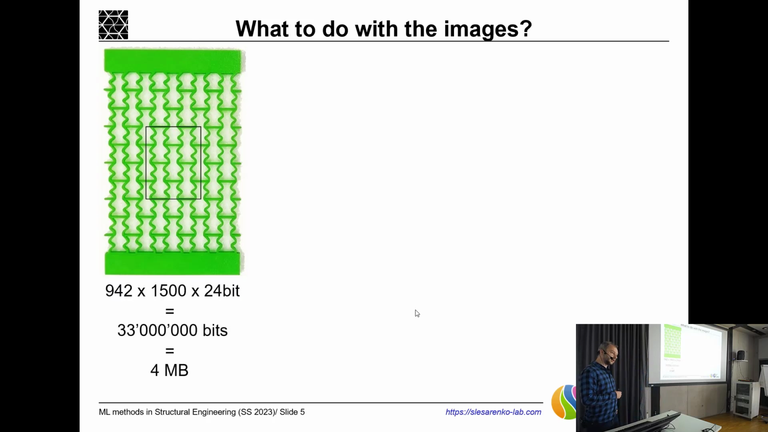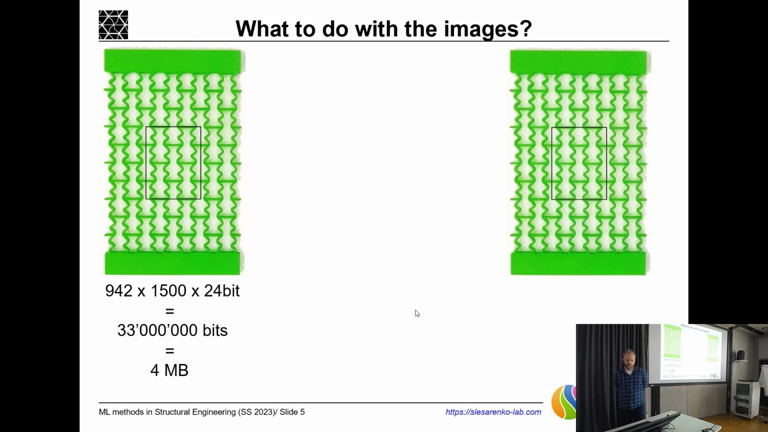What to do with the images in general? So here, see the image from our paper, basically the photo of the specimen. And I looked at the details of the image. It's almost 950 by 1500, and the color is represented as 24 bits. And if you basically multiply all these numbers, you will get 33 million bits of data, and therefore we will have a 4 megabyte file.